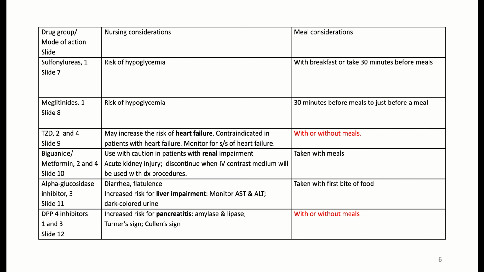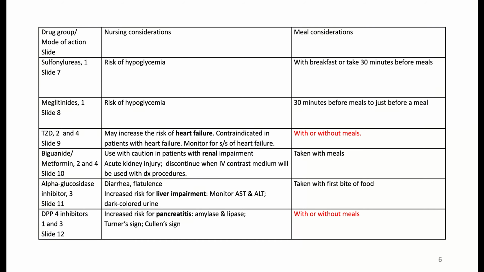So, except for TZDs and DPP4 inhibitors, oral antihyperglycemics have to be taken with regard to meals. For example, an alpha glucosidase inhibitor has to be taken with the first bite of food because its site of action is the intestines and its mode of action is to decrease glucose absorption in the intestine. So there has got to be food in the intestine for this drug to be effective.